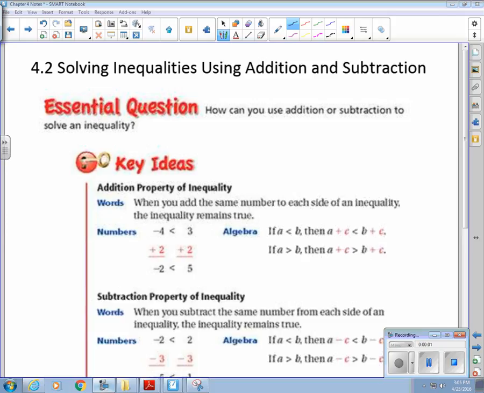Today's lesson is Chapter 4, Lesson 2, Solving Inequalities Using Addition and Subtraction. The essential question for this lesson is, how can you use addition or subtraction to solve an inequality?